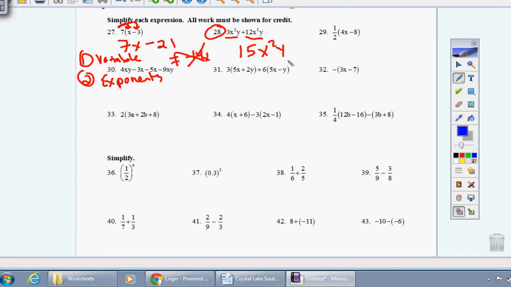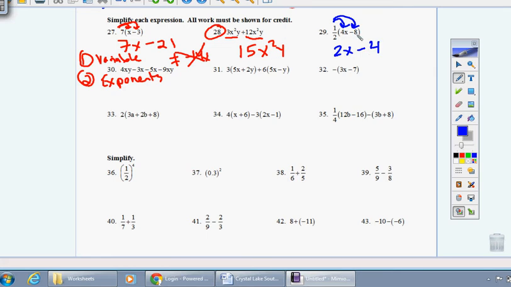Alright, number 29. 1/2 times 4x minus 8. Let's distribute the 1/2. So 1/2 times 4x is going to give me 2x. And 1/2 times negative 8 is going to give me negative 4. So I have 2x minus 4.